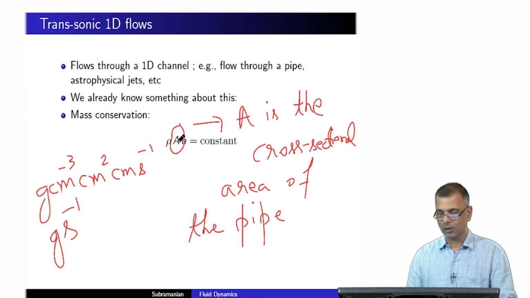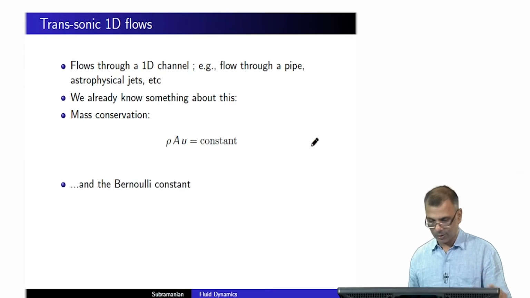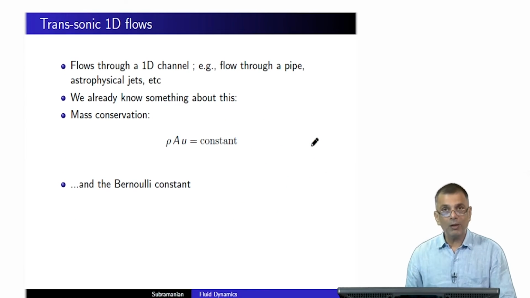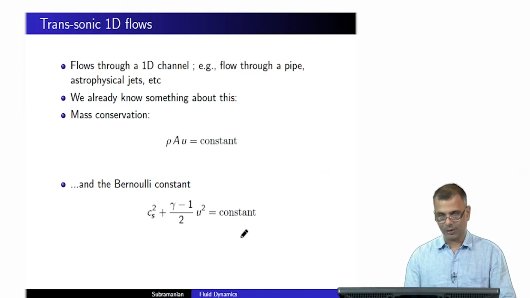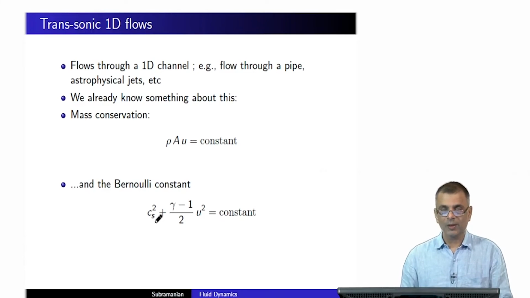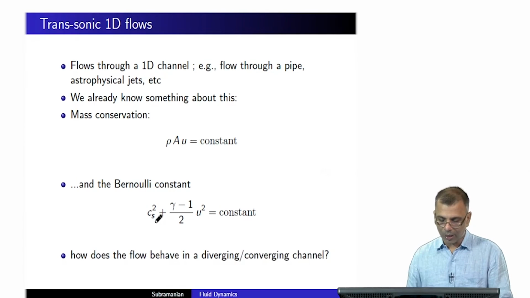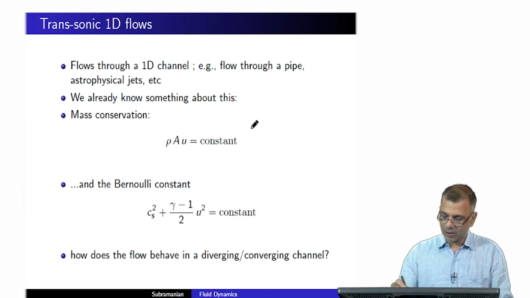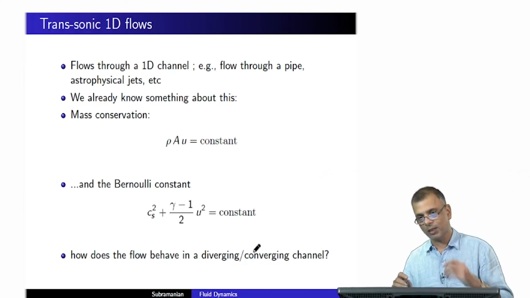Okay, rho A U equals constant, where A is the cross-sectional area of the pipe, which is allowed to vary with x. The other thing is the Bernoulli constant, which is essentially an energy conservation equation, and that can be written like this. This is slightly different from the way we were writing it earlier, but it's essentially the same thing, where Cs is, of course, the sound speed, which can vary. Now the question we ask, just based on these two equations: how does the flow behave in a diverging or a converging channel?